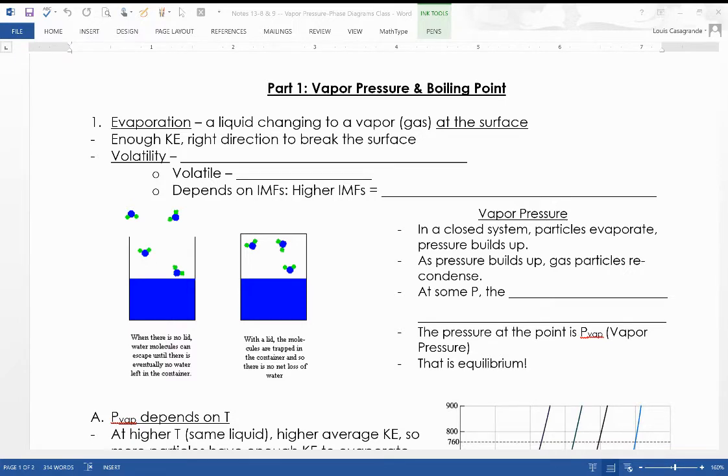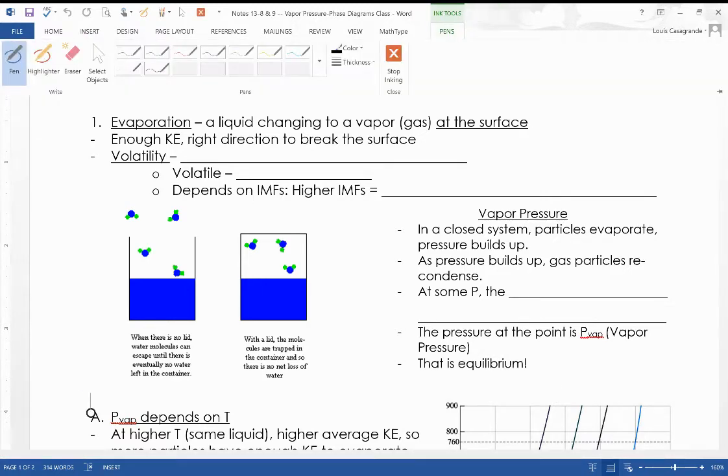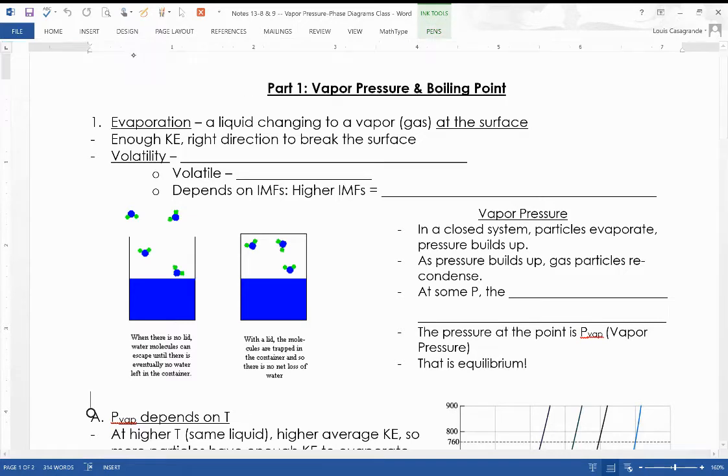So to start off, let's go back to evaporation. Evaporation is a pretty interesting phenomenon, and there's a lot going on there. We can have evaporation of the liquid where the liquid is changing to a vapor at the surface. If we look at the surface, like we saw in the previous lesson, molecules are evaporating. As we see down here, the molecules are evaporating at the surface.